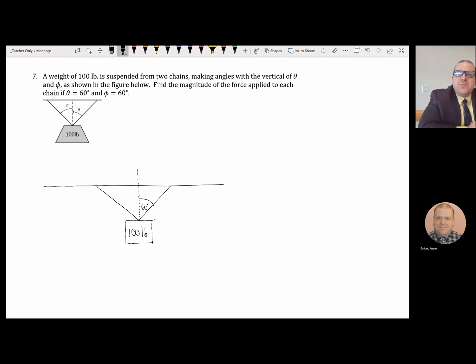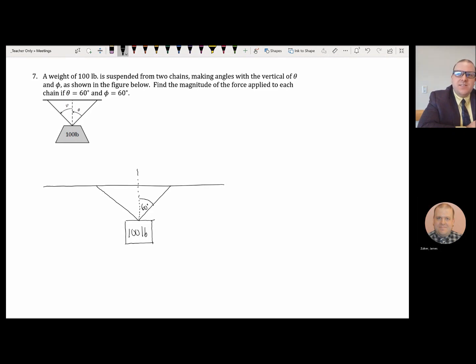Since both angles are measuring the exact same, the tensions are also going to be the same. Right? Magnitude of the tensions are going to be the same. Obviously, they're going to be different directions. But since we're looking for magnitude, that's fine. So all we have to do is actually pick one and find the tension on that chain, and the magnitude of the tension on the other is going to be identical. So without loss of generality, we're going to look at the one on the right.